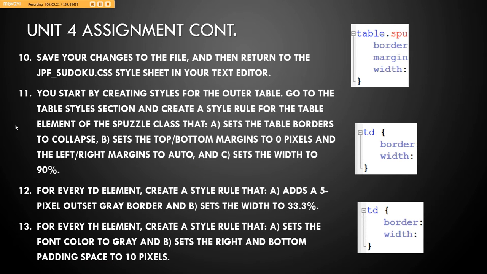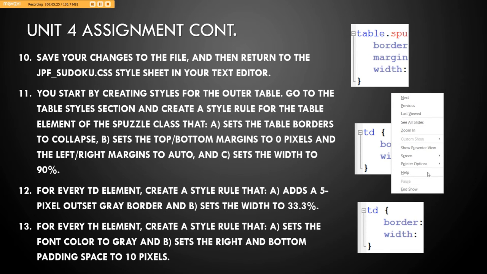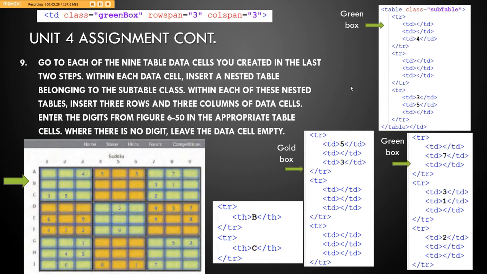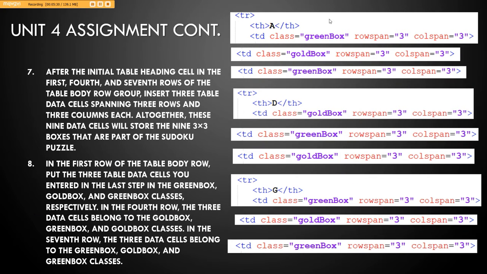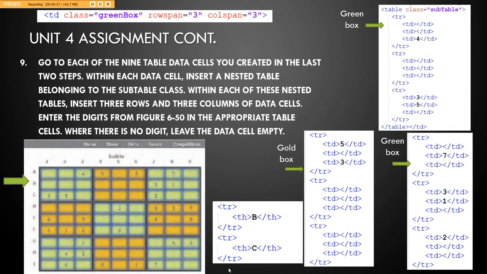So if we go back, oops, sorry. Let's go to previous and previous. You'll see that we have green, so right under this is where you put the subtable. So that's how that works. And then you do the next one. So this was the green, then we do the gold, and then the green.